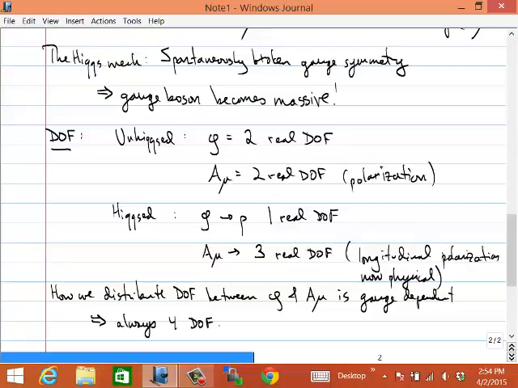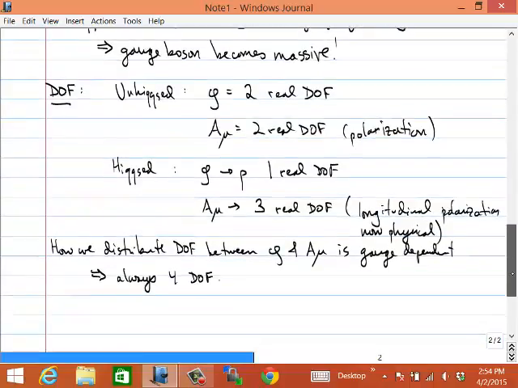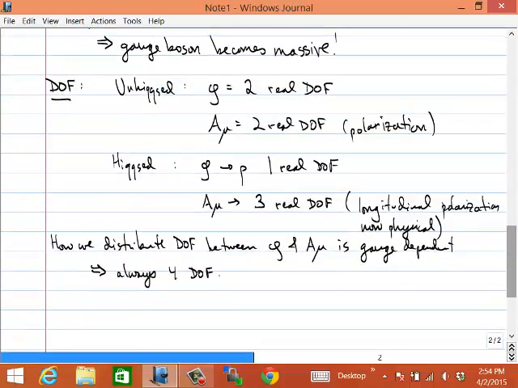There's a sort of slogan, a mnemonic that people use to remember what's going on here. The mnemonic is that when you spontaneously break a global symmetry, you get a Goldstone boson. And what's happening here is that the gauge field is eating the Goldstone boson, and it's getting fat.